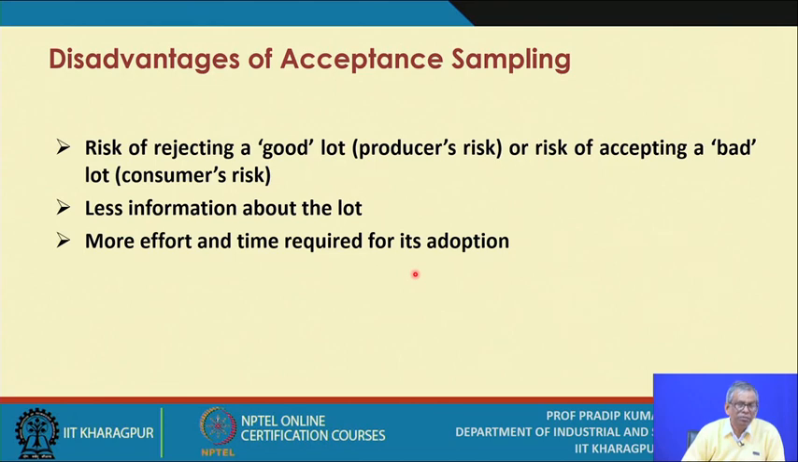Less information about the lot, obviously, because if you collect quality-related data on all the items in the lot, your information base will be stronger. But here you have the information only on the quality of a sample, which you have drawn from the lot. So you have less information, and more effort and time are required for its adoption, because whenever you study a particular sampling plan, you need to know the procedures, and in certain cases, particularly with special purpose sampling plans, you must be well trained. Is it okay? So there is an administrative cost associated with implementation of such a plan. So these are the disadvantages.